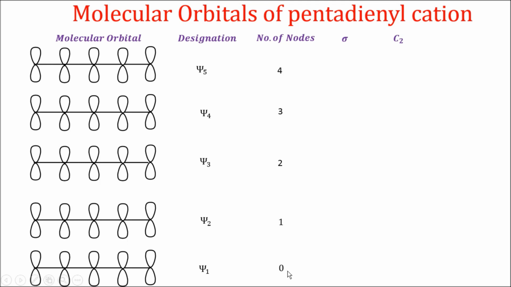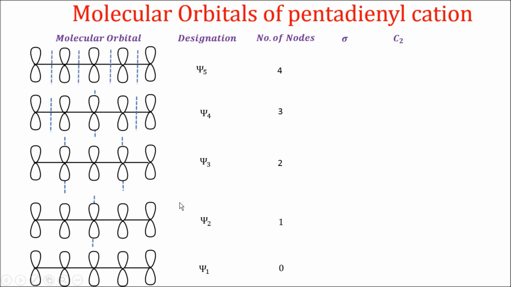Here psi1 does not have any node, psi2 has 1 node, and that node should come at the middle of the orbital. Psi3 has 2 nodes, and those 2 nodes should come at these positions to follow symmetry. Psi4 has 3 nodes: 1 node comes at the middle of the orbital and the remaining 2 nodes come here and here. Psi5 has 4 nodes, and those 4 nodes come alternatively like this.